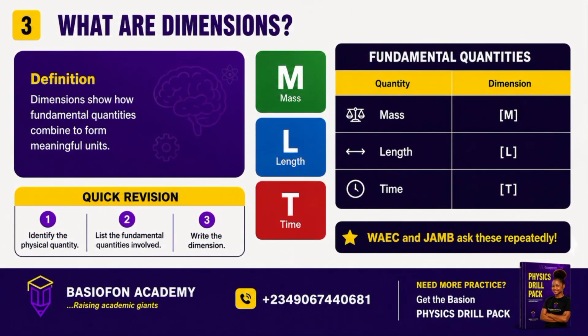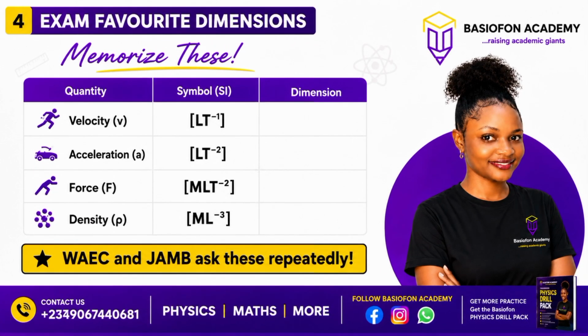Let's talk about dimensions. A dimension shows the relationship between a derived quantity and the fundamental quantities using base symbols: M for mass, L for length, and T for time. Instead of deriving this from scratch every single time during a timed exam like JAMB, you should memorize these four structural heavy hitters. Velocity, which is LT raised to the power minus 1. L is for length, T is for time, that is length per time.